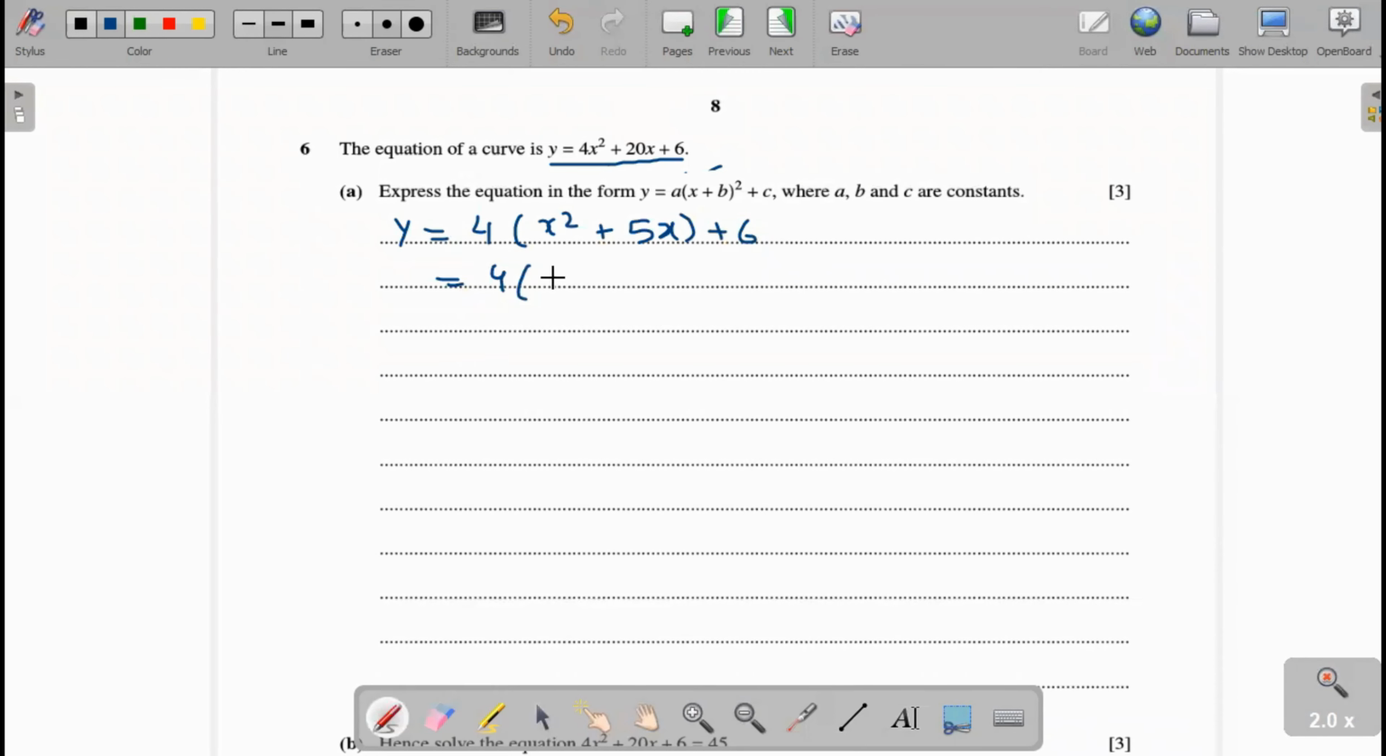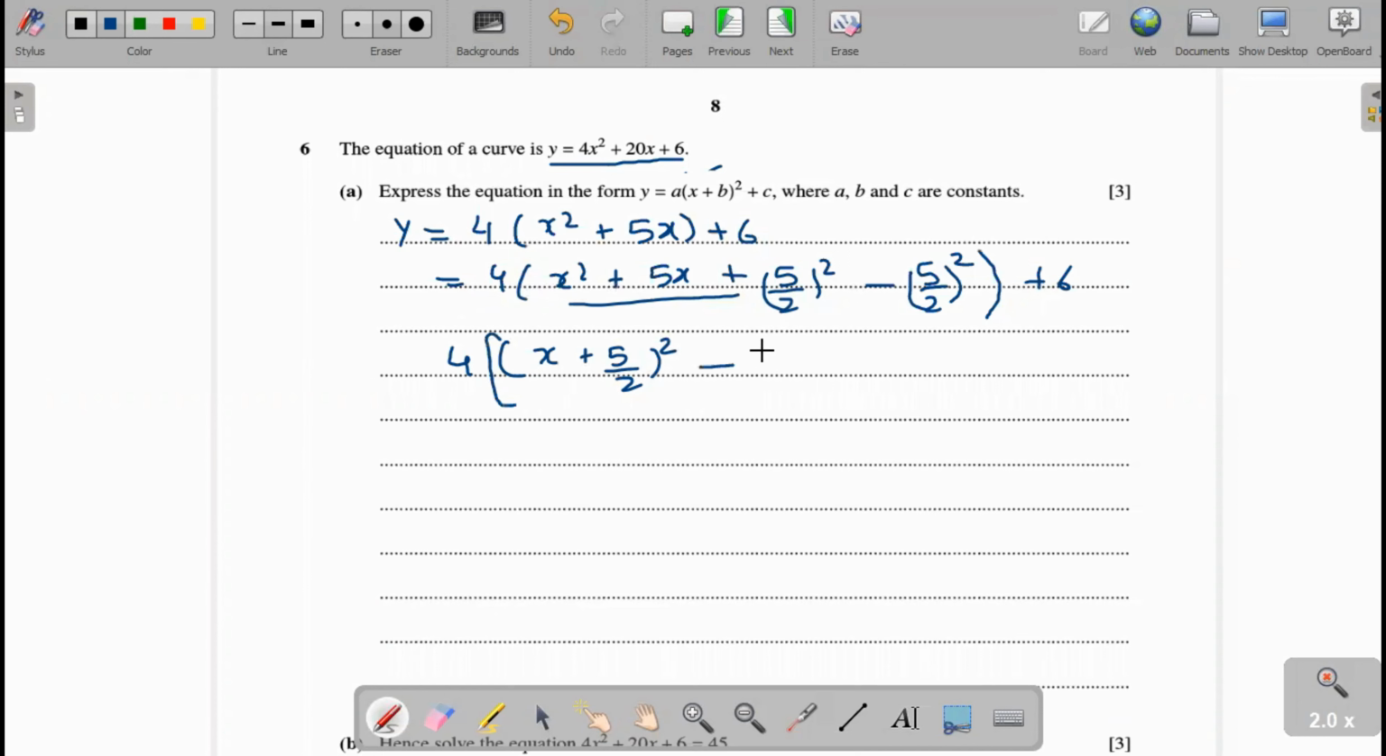Now to complete the square, firstly we take 4 times x squared plus 5x, and we divide the coefficient of x by 2, we get 5 over 2. Now we take the square of this value and subtract it, so the expression becomes x plus 5 over 2 whole squared, then minus 25 over 4, plus 6. The 4 times x plus 5 over 2 whole squared is written as it is. Now we multiply 4 by minus 25 over 4, plus 6.